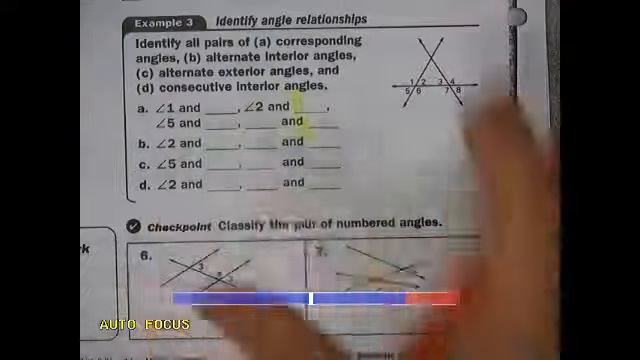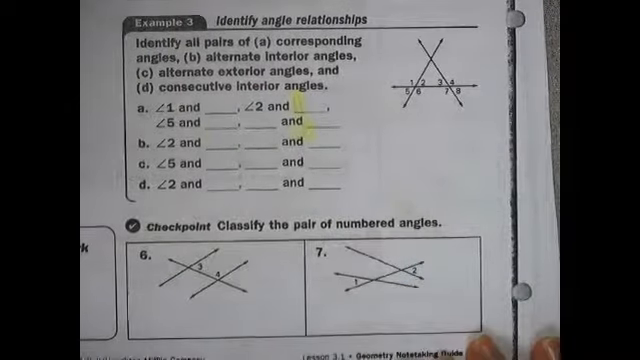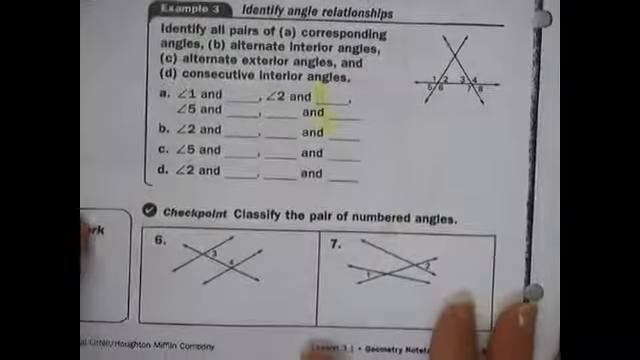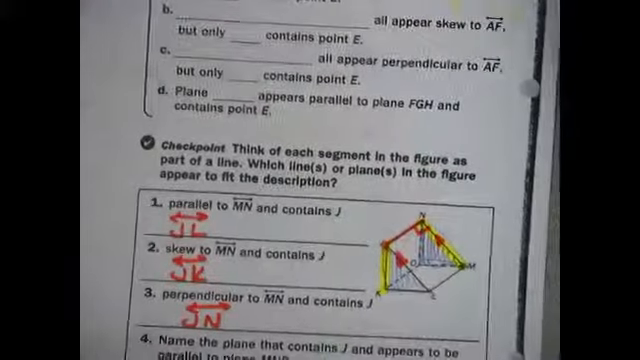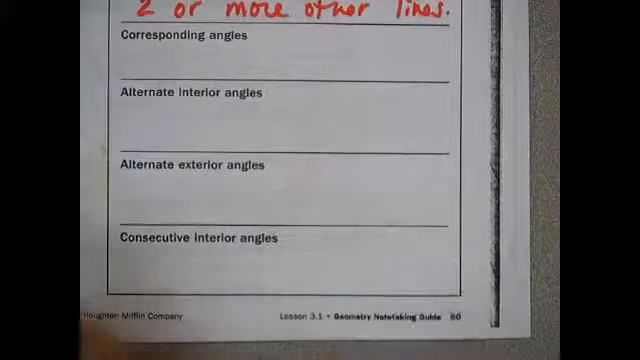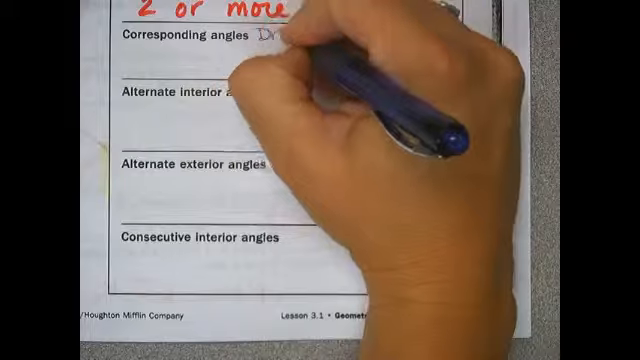Okay, these four terms, you have got to be very, very good at. We're going to learn properties about them, but you have to be able to know how to find corresponding angles and so forth. So take a minute now, and can you please complete example 3 and the checkpoint? We will start class by showing those.